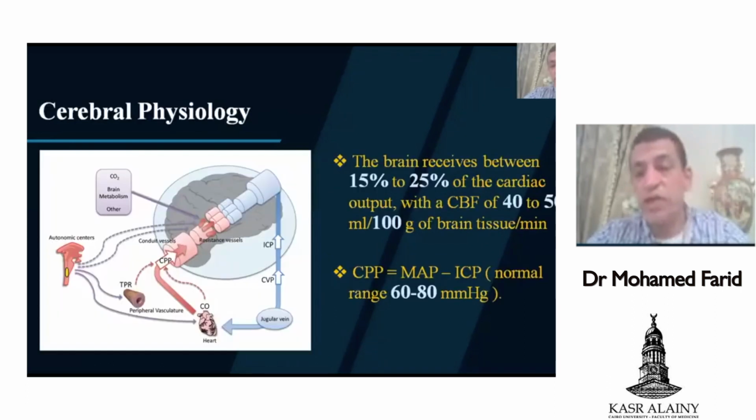The brain receives between 15 to 25% of the cardiac output, with cerebral blood flow of 40 to 50 milliliters per 100 grams of brain tissue per minute. Cerebral perfusion pressure equals mean arterial pressure minus intracranial pressure. Normal range is from 60 to 80 millimeters of mercury.